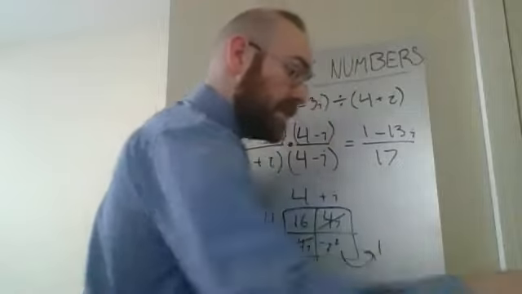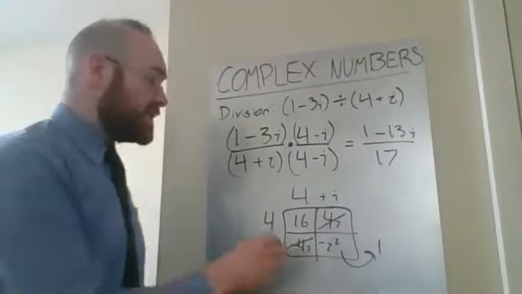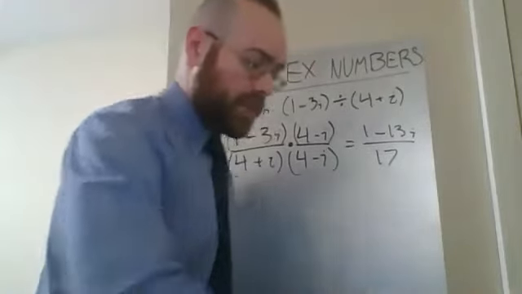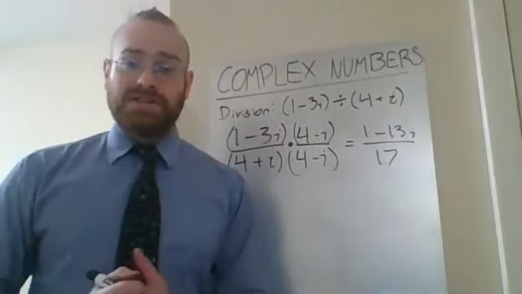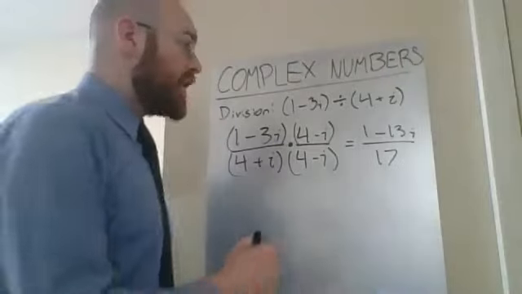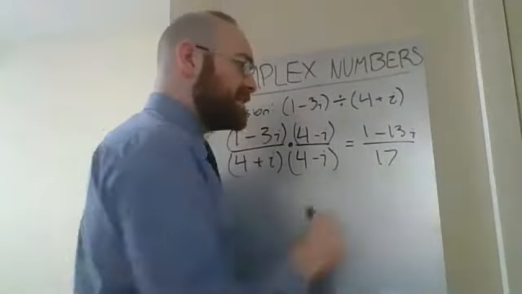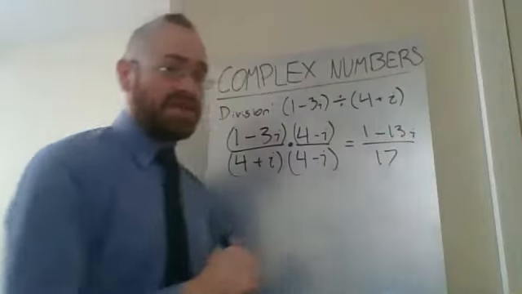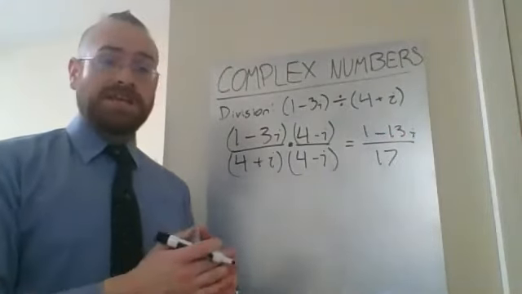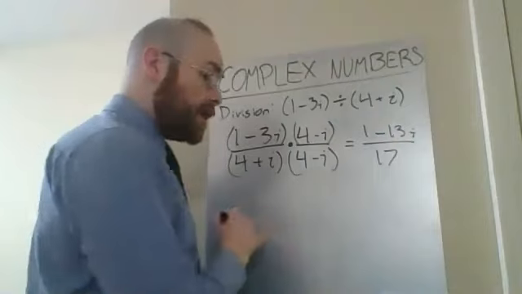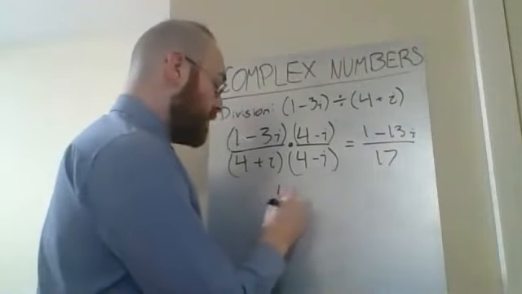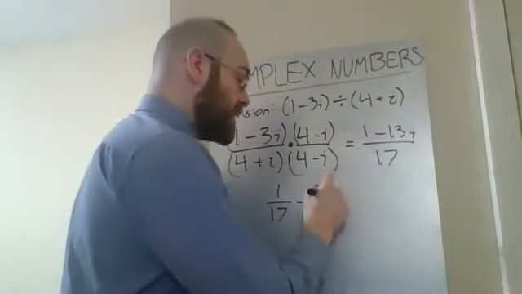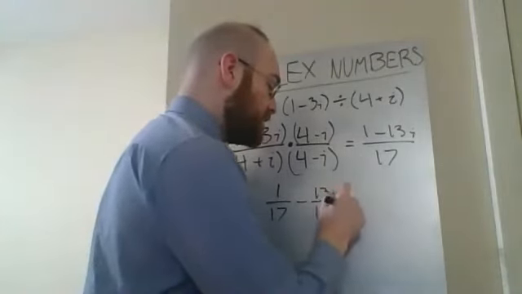So some people are fine just leaving this where it is. But technically speaking, we should put our final answer in standard form. So rather than keeping it as 1 minus 13i over 17, I'm going to separate it into two fractions. So our real part is 1 over 17, and our imaginary part is minus 13 over 17 times i.